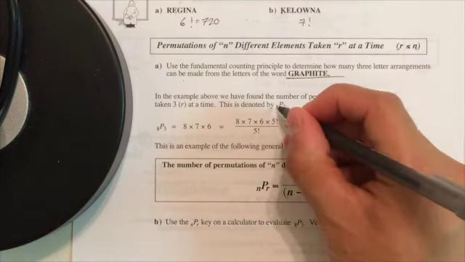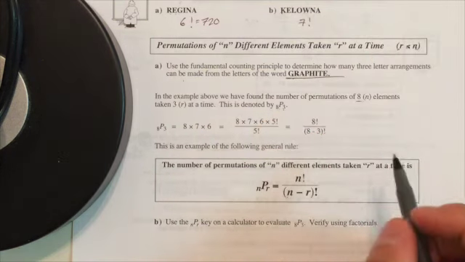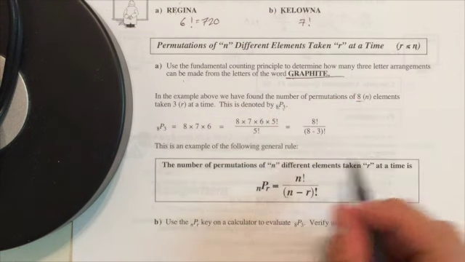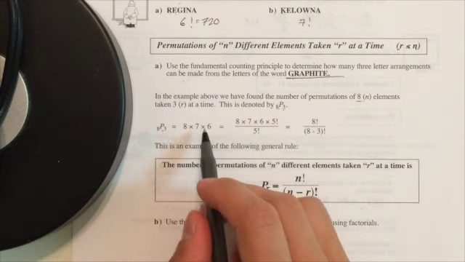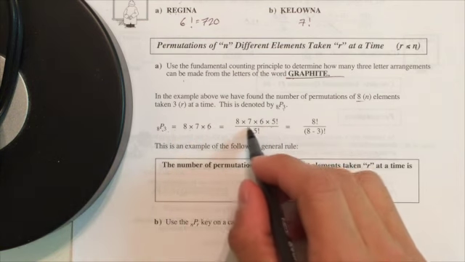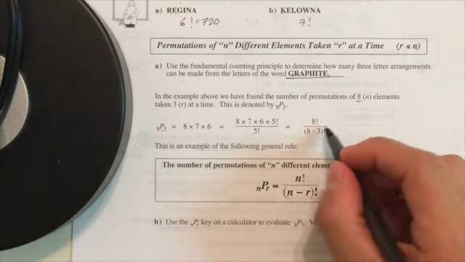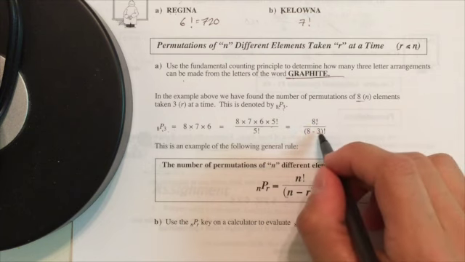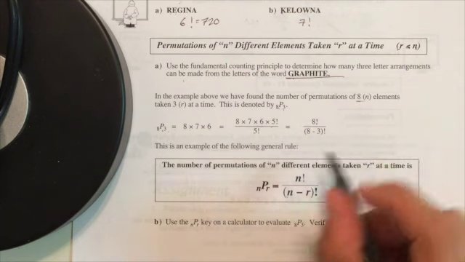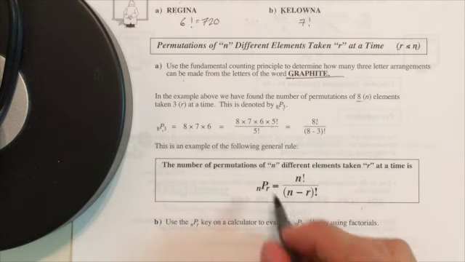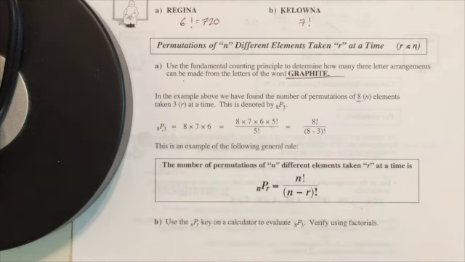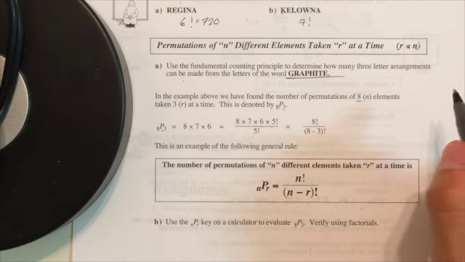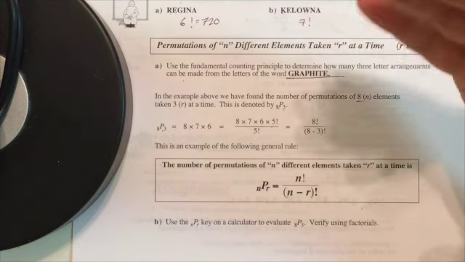So this is denoted by 8P3, all right, P meaning permutations. Now 8P3 is equal to 8 times 7 times 6, or 8 factorial divided by 8 minus 3 factorial. This is because the general rule here is that if we have nPr, we have n, which is our number of elements, and then we have r, which is how many of those are going to be taken at one time.